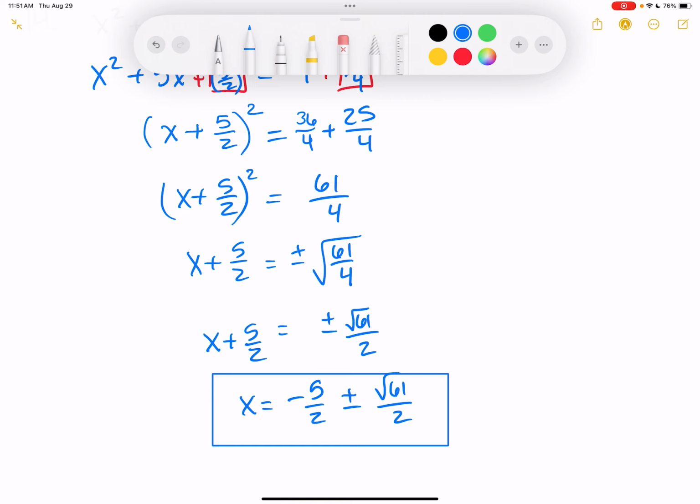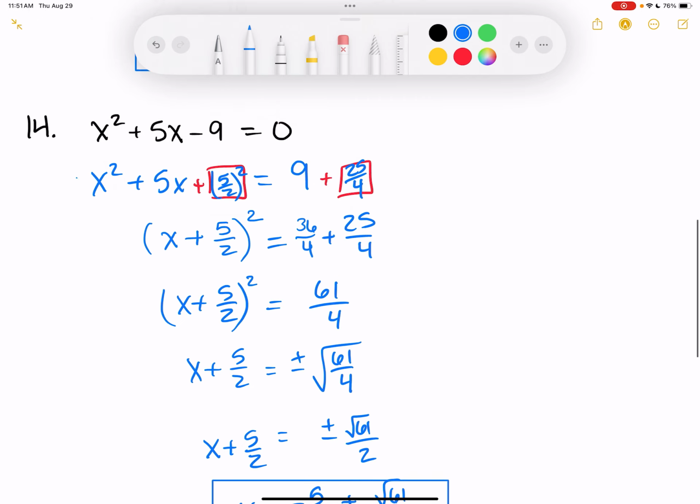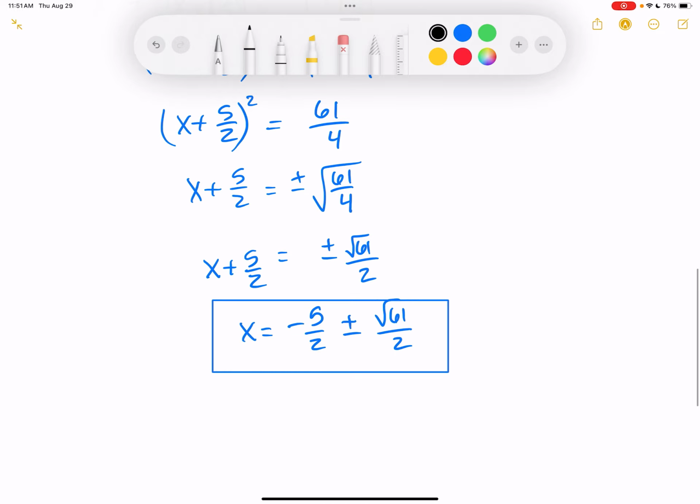Another thing to remember with completing the square is that the number in front up here has to be a 1. So this has to be a 1. If it's anything other than that, we cannot complete the square. It only works if there's a 1 there. Let's look at another one.